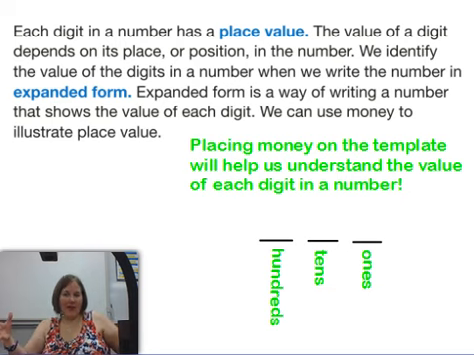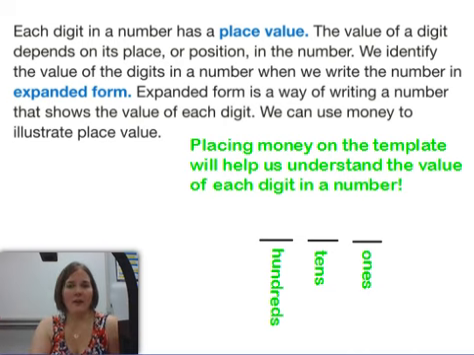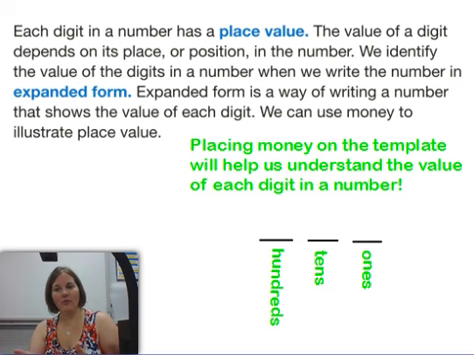So when we have expanded form, it's like we're stretching things out. In your homework, they'll say write this number in expanded form. They mean don't write it as we normally do, write it spread out. So writing in expanded form is a way that we can write a number to show the value of each digit. And today we're going to use money to illustrate place value.